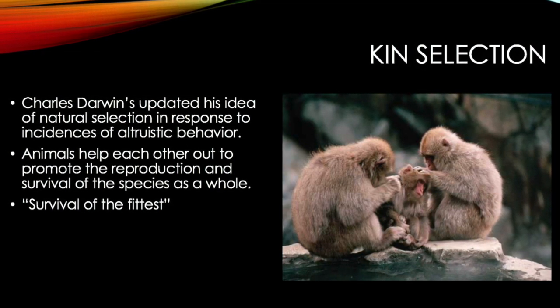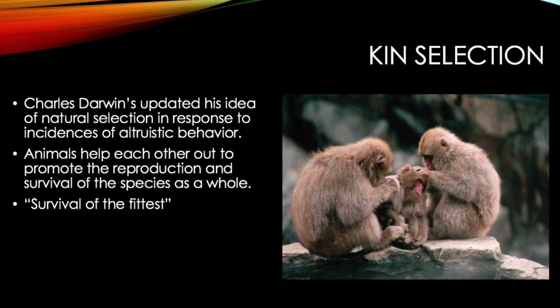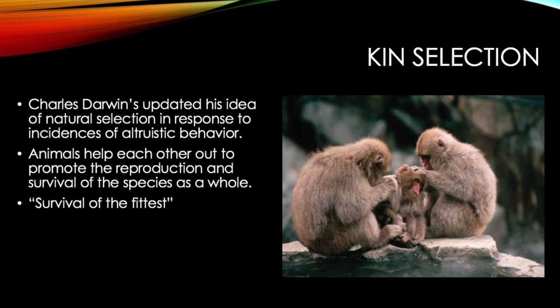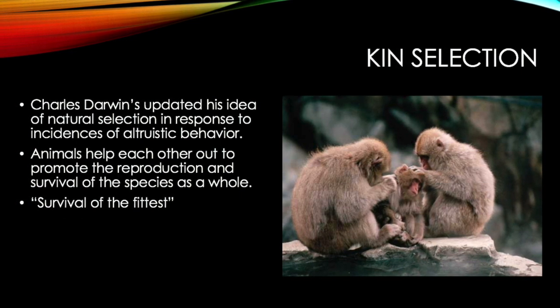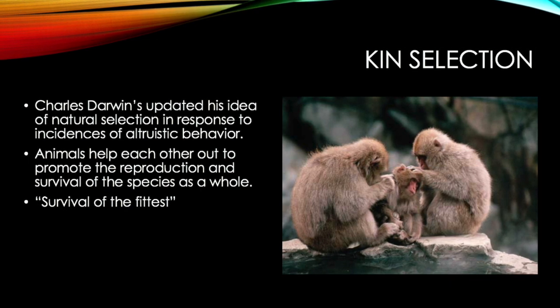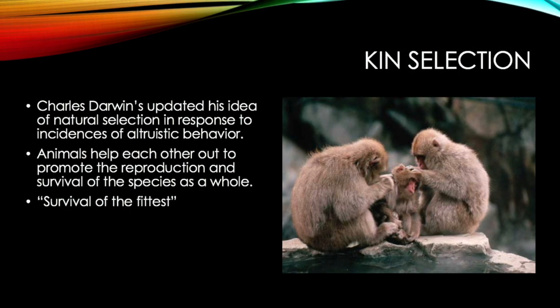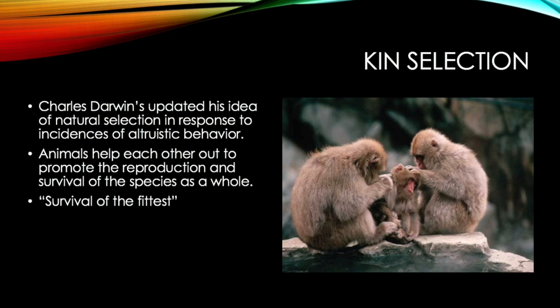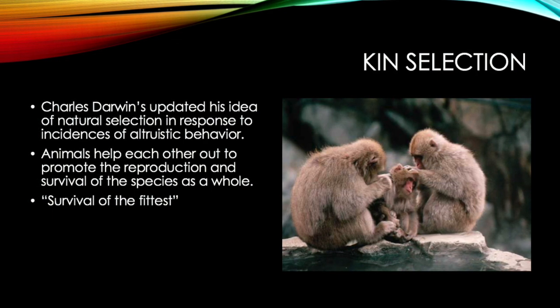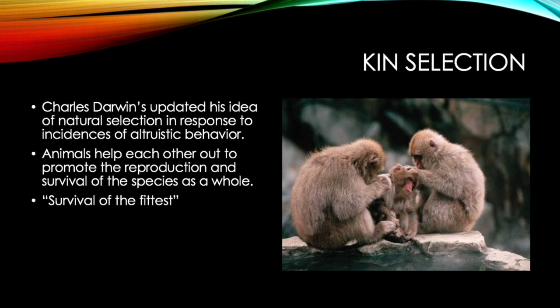In The Descent of Man, Darwin went on to explain the phenomenon of altruism in the animal kingdom by introducing the concept of kin selection. He no longer believed that survival of the fittest related only to promoting survival of oneself, rather it promoted the survival of those fittest in a group. Animals would go out of their way to help those of the same species to ensure the survival of their genes and reproduction of the species as a whole.